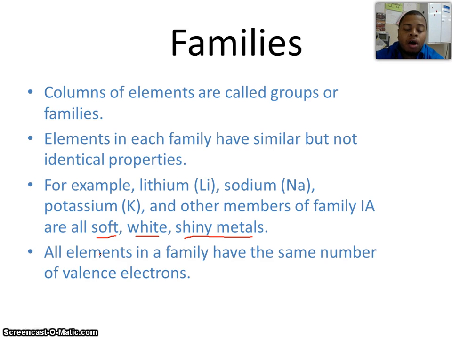Now, all the elements in a family will have the same number of valence electrons. This word valence tells us the number of electrons on the outer ring, or the furthest out from the nucleus. These are the ones that are going to participate in bonding. And so we'll need to be able to calculate and find out how many valence electrons there are. We can do this by looking at the periodic table and looking at which groups are actually there.